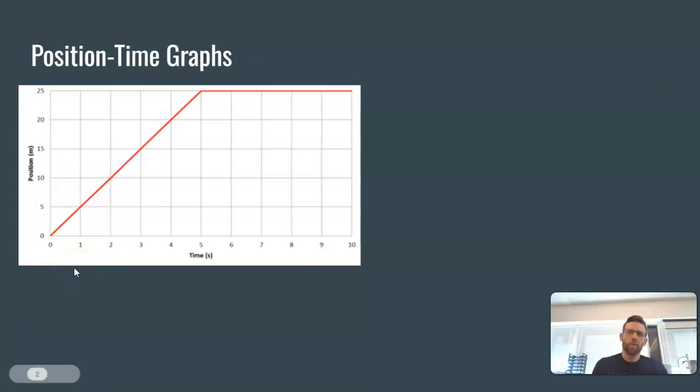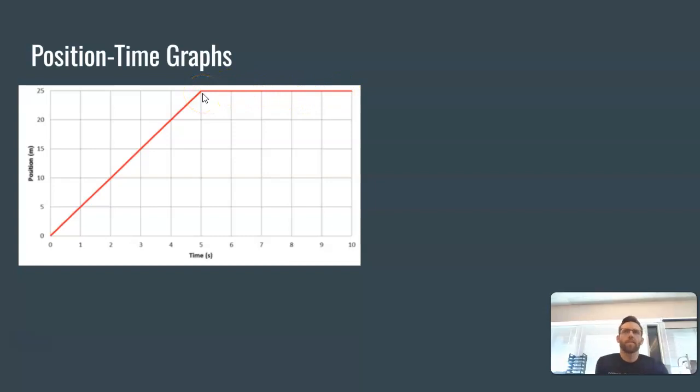The other thing that we talked about was when the line is going up like this and it has a positive slope, that means the object is moving in the positive direction. So we can see that during the first 5 seconds, this object moved from a position of 0 to a position of 25. They must have moved in the positive direction. The other thing we talked about is what it means for the line to be flat like this. In this case, for the next 5 seconds, the object is staying at this position of 25 meters. So that means it's staying still. A flat line on a position time graph means it's staying still.